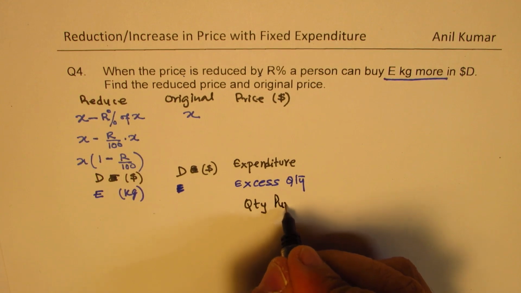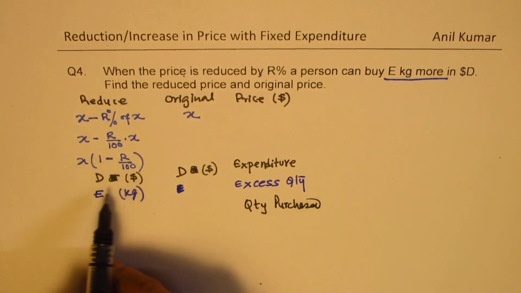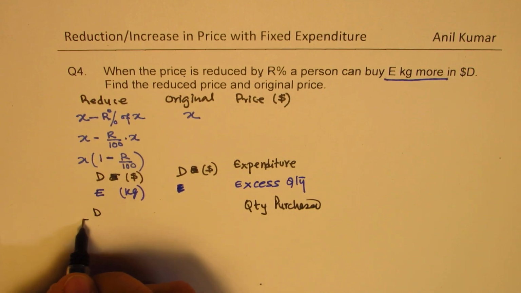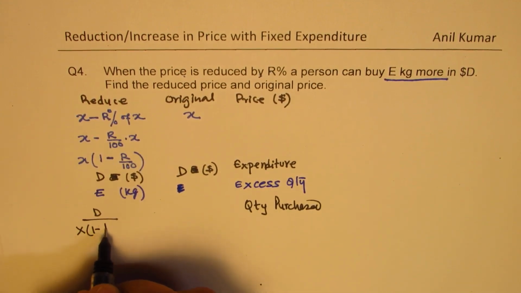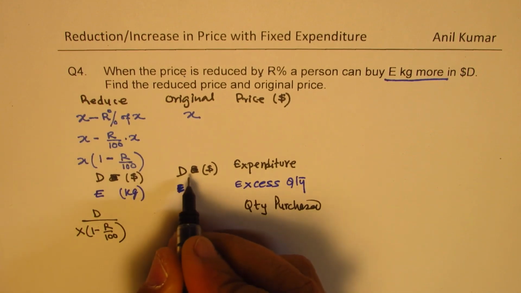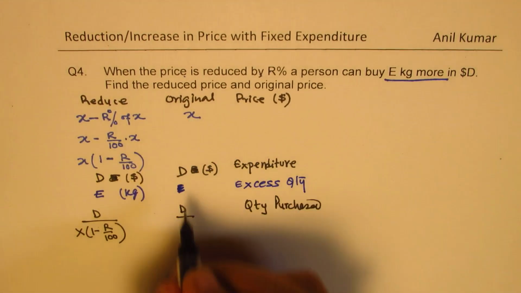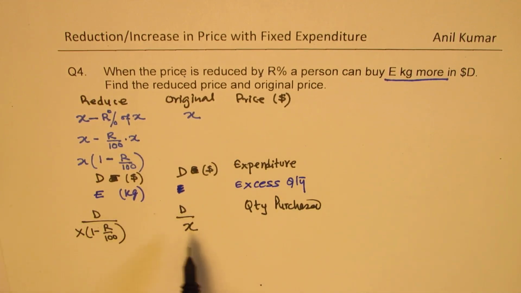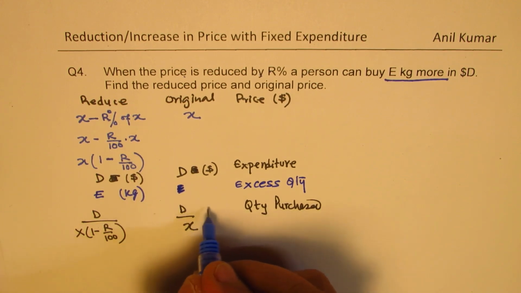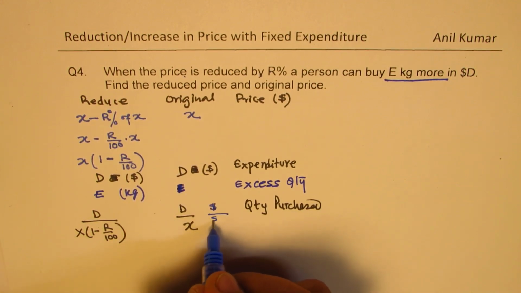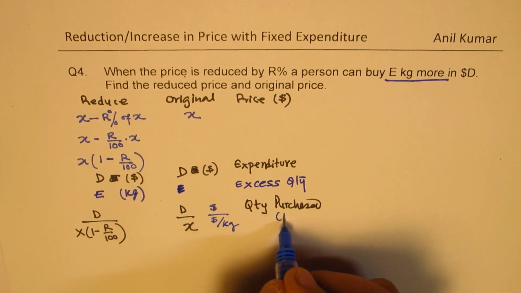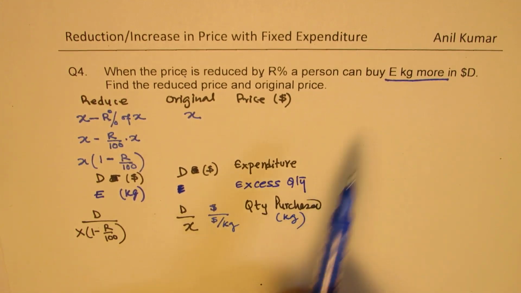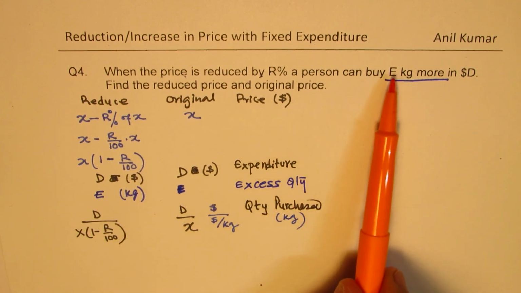Quantity purchased. So in the first case, since you have D dollars, divided by the rate, which is X times 1 minus R over 100. And in the second case, you have D dollars and you are able to buy D divided by X, which is the rate. So that is the quantity in kg which you buy, since we have D in dollars and the rate is in dollars per kg. So the quantity is in kg. Do you see that? Now we are given that this difference is E.